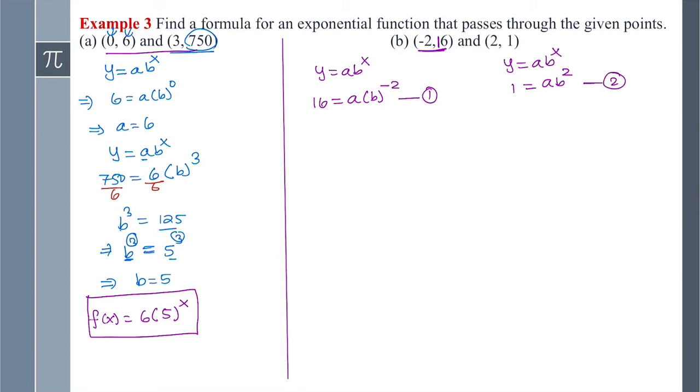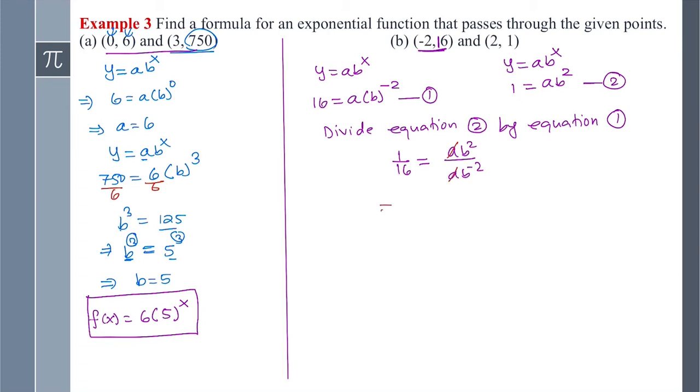Now in order to find the values of a and b, what we are going to do is divide the second equation, equation 2, by equation 1. So if we do that, the left hand side is 1 divided by 16 equals, the right hand side is ab squared divided by ab to the negative 2. Now we can cancel out a here.